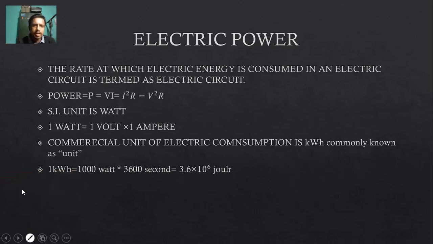The SI unit of electric power is the watt. 1 watt is equal to 1 volt into 1 ampere. The commercial unit of electrical consumption is the kilowatt hour, commonly known as 1 unit. 1 kilowatt hour is equal to 1000 watt into 3600 second, equal to 3.6 into 10 to the power 6 joule. This is the 1 unit in which we pay the bills of our home.